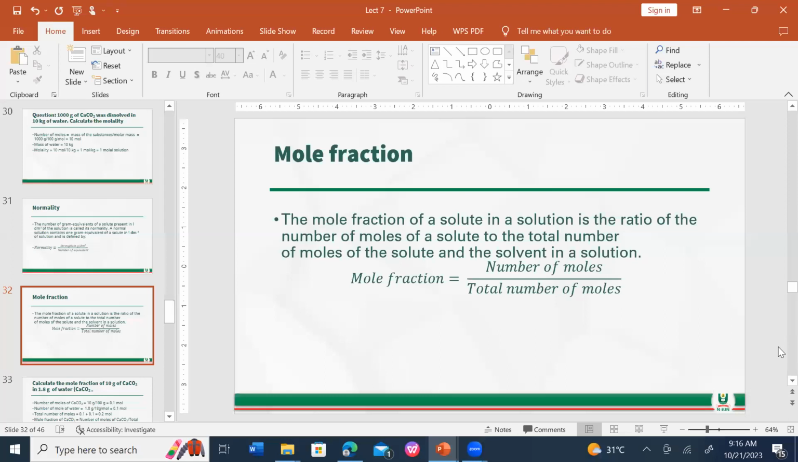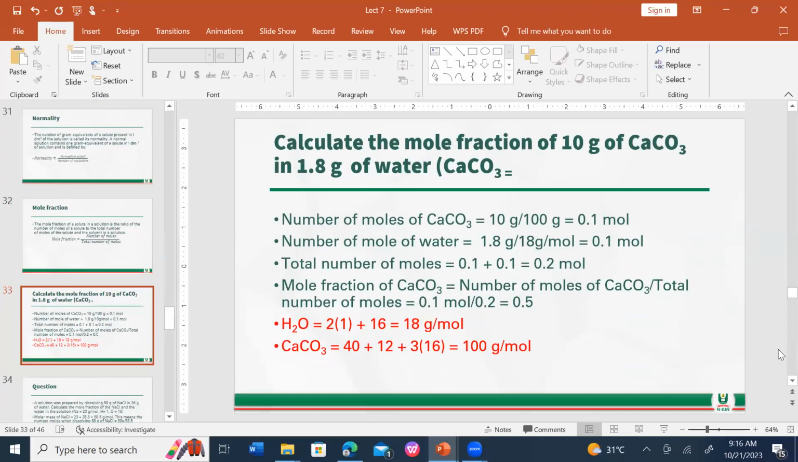For instance, if you have water and ethanol, how do you calculate the mole fraction? If you want to calculate the mole fraction of ethanol in a mixture containing water and ethanol, you look at the number of moles of ethanol in that mixture, all over the number of moles of ethanol plus the number of moles of water. We shall look at some examples to see how we can calculate this.